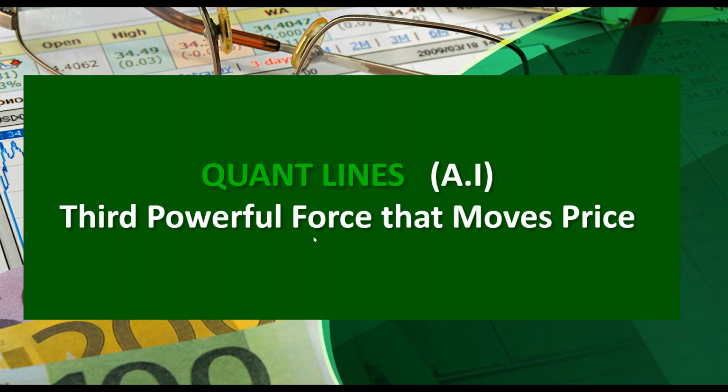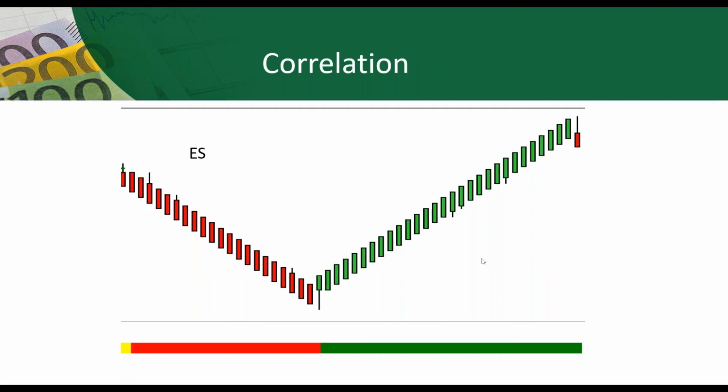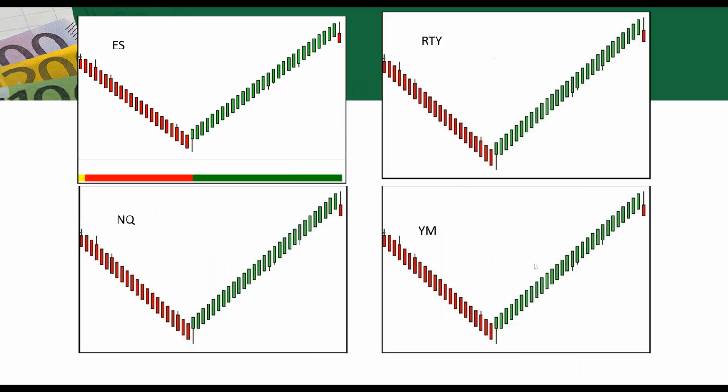So now let's talk about the quant lines that use our AI program. And that's the third most powerful force that moves price. So what our quant lines are doing, they're examining 28 market components by the AI system for correlation. Now, most people know what correlation is. Most people don't pay attention to correlation, but we do. We pay attention to correlation because it's important.